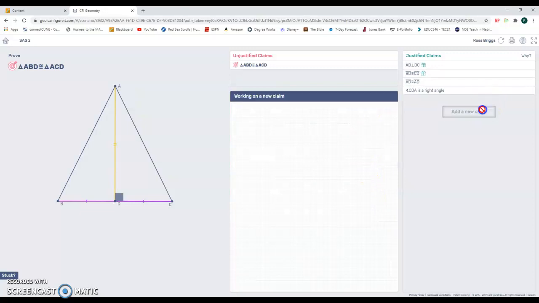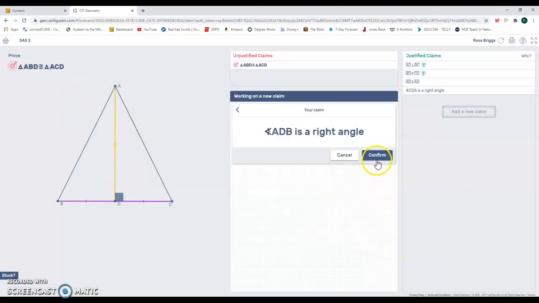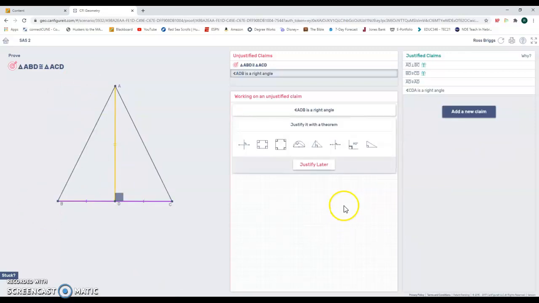And similarly, we can do that with our other angle because it's true on both sides of segment AD. So let's justify that that angle is a right angle. Oop, it didn't let me. There we go. So angle ADB is a right angle. Let's claim it. Confirm that's what we want to justify.